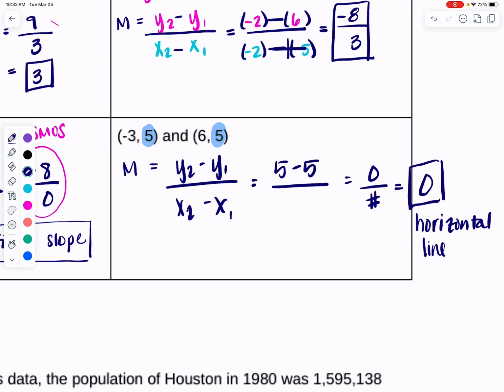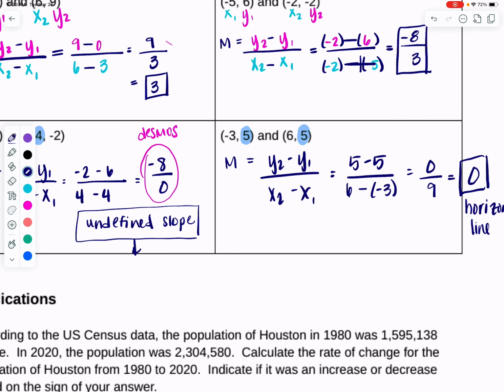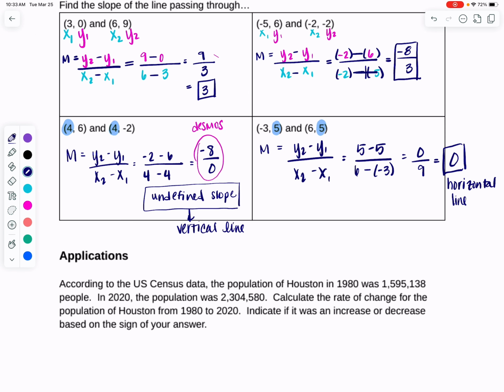But again, if it really bothers you that we didn't finish the bottom part of it, we can plug it in. It would be 6 minus -3. There's my parentheses again because I don't want to drop a negative. This would be 6 plus 3, and our result is still 0. Just remember, undefined slope creates a vertical line.